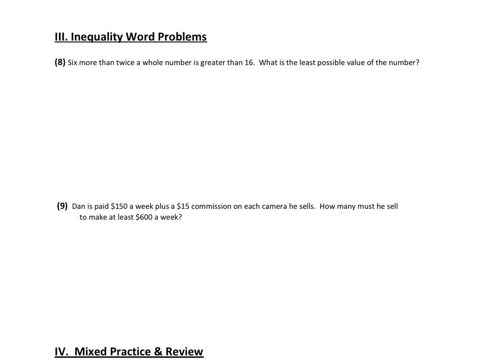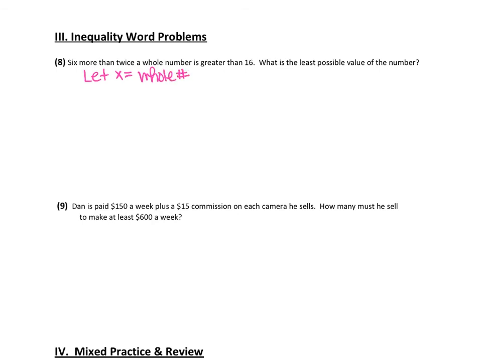Number 8, 6 more than twice a whole number is greater than 16. What is the least possible value of the number? So the very first thing that we're going to do is define our variable. What is our unknown here? What do we know nothing about? So 6 more than twice a whole number. We don't know the whole number. And you can always clue in there on the question when it's saying what is the least possible value of the number. So it means we're looking for the number, so we can let x equal the whole number.